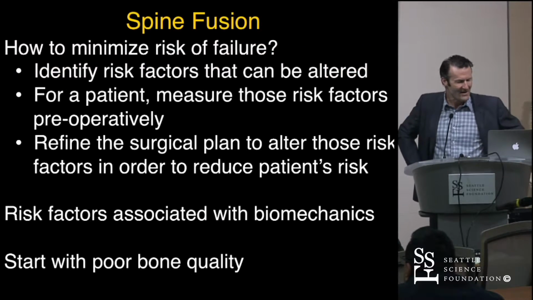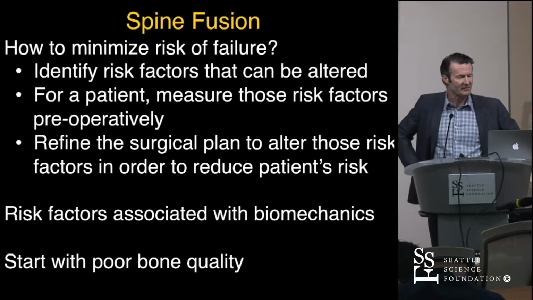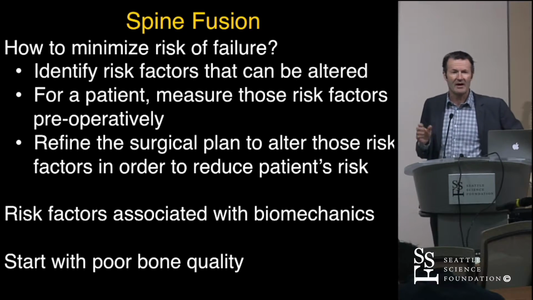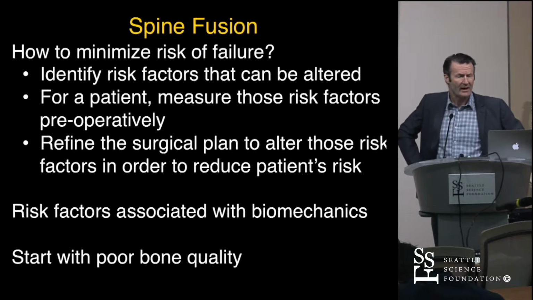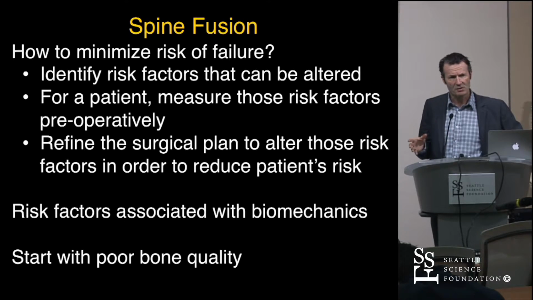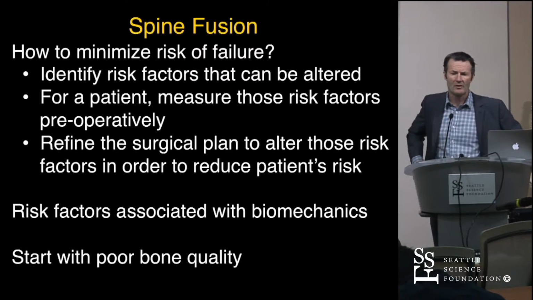So the issue for fusion patients that you want to think about is how do you minimize failure rates and complication rates? And from a straight scientific perspective, the approach there is to identify the risk factors associated with failure. And then when you apply this to an individual patient, you need to be able to measure those risk factors. And if you want to alter clinical outcomes, you've got to be able to change something about those risk factors, or else you're not going to be able to reduce the risk.